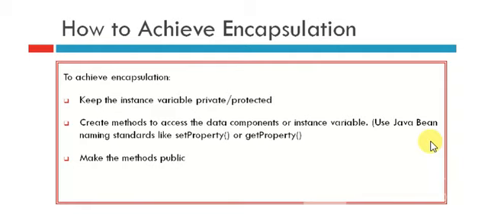For example, if I have age as one of the attributes in my class, there should be methods like setAge and getAge. If anyone wants to access that age, they need to go with getAge, and if anyone wants to set some value, they need to call setAge. And in order to access those methods, you need to mark them as public. So the things are very clear: first, mark the variables as private, and have setter and getter methods, and make them public.